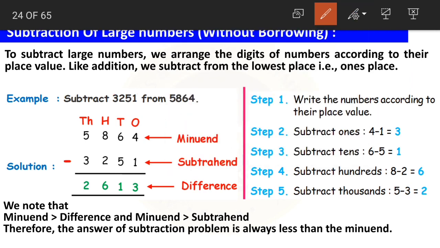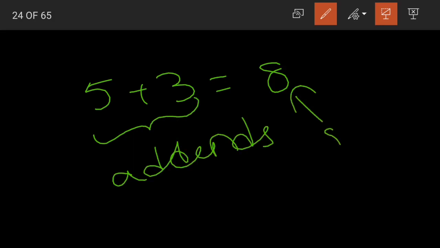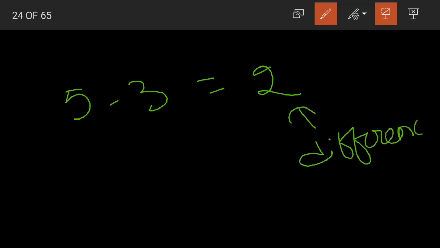We have written both the numbers according to their place values. Now, a small note, children. In addition, while we are adding two numbers together, 5 plus 3 is equal to 8. These numbers 5 and 3 are called what? These are called addends, and the result we get is called the sum. In the same way, when we subtract two numbers, the result is called the difference.